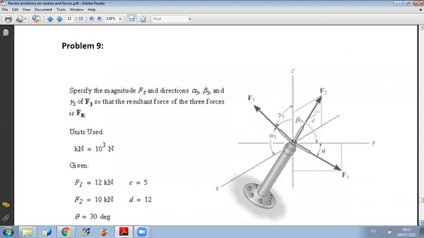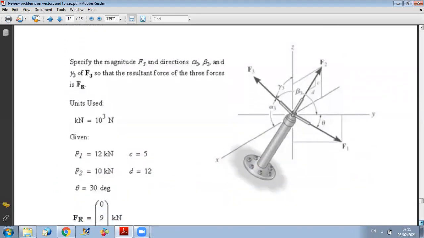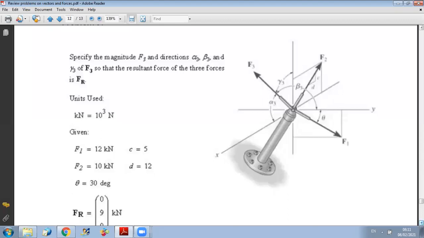Okay, problem 9. Specify the magnitude of F3 and direction alpha 3, beta 3, and gamma 3. So F3 is such that the resultant force of the 3 forces is F. As you can see, the style of question is the same. What we change is just the forces. And if they gave us the resultant, we can write a vectorial equation, and this vectorial equation can give us 3 unknowns.